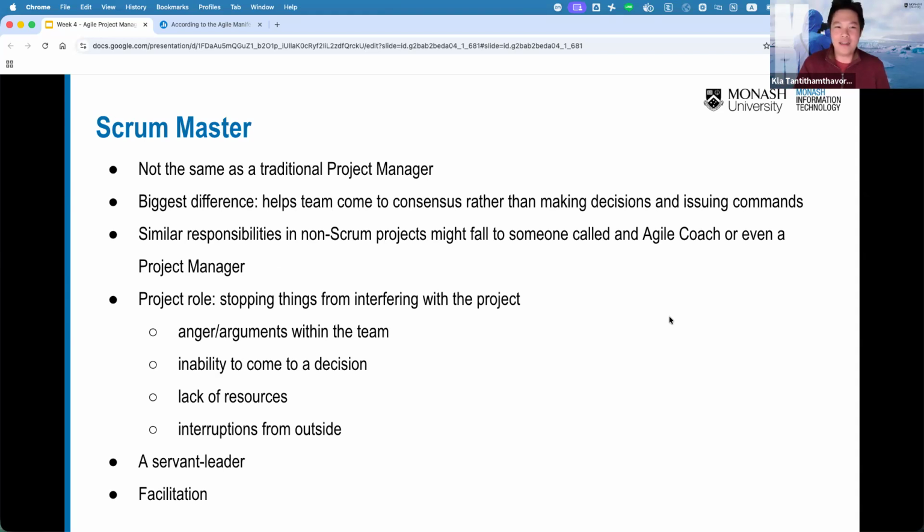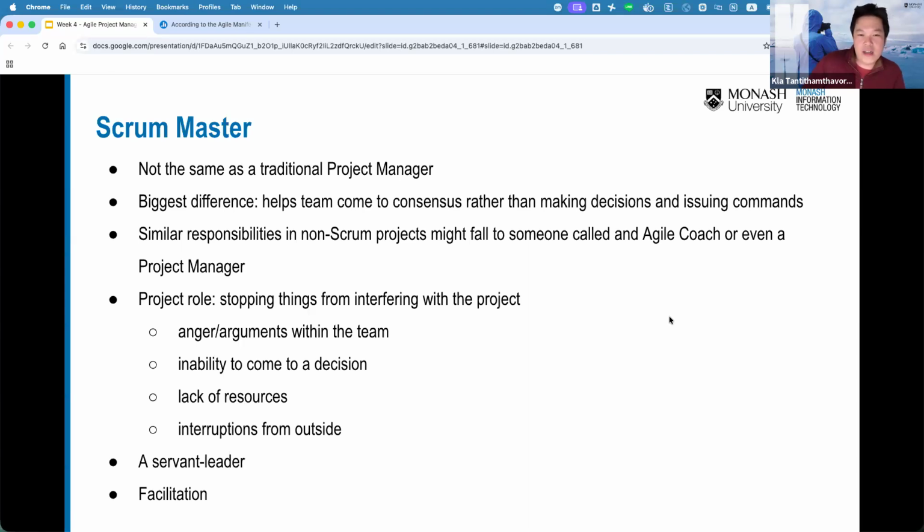The Scrum Master, again, is not the traditional project manager. They don't manage the project. Full stop. The Scrum Master doesn't manage the project. They don't give the requirements as well. The big difference is that they help. The Scrum Master helps the team come to a consensus rather than making the decision or issuing commands. Issuing commands means, okay, you do this, you do that. No, no, no. They try to facilitate. They are a facilitator.